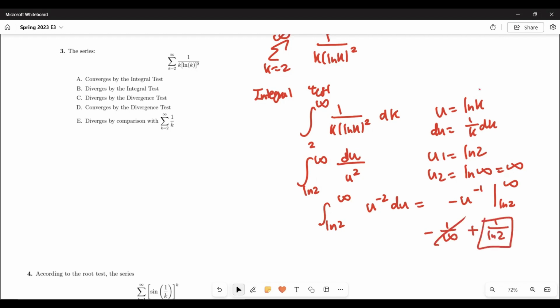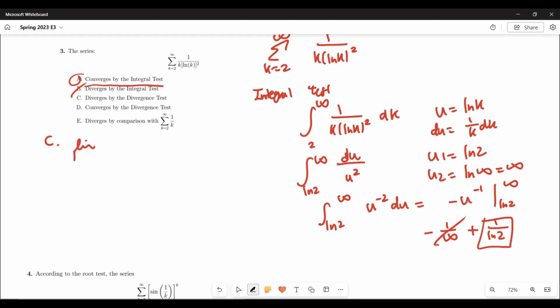And so this barely actually converges to 1 over ln 2. So that's the answer for this question, but we're just going to go over all the other options. So we just checked converging by integral test, so B is not right. So C, diverges by the divergence test.